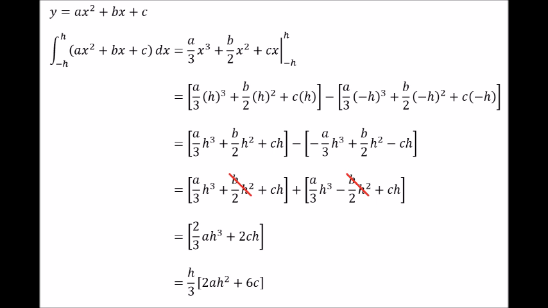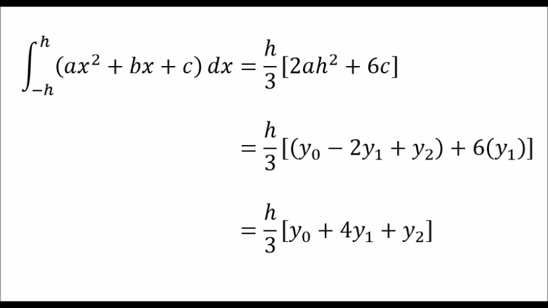This expression for area has 2ah squared in it. So now it's just a matter of substituting what we already know. By combining like terms, we are left with the expression in the last line. This is in fact the very same Simpson's rule we derived from the Taylor series earlier. We have just shown an alternate derivation, starting with the assumption that each panel is constructed with a parabolic arc.